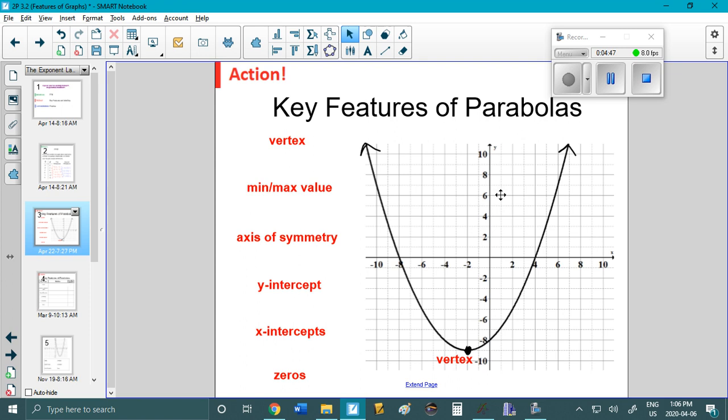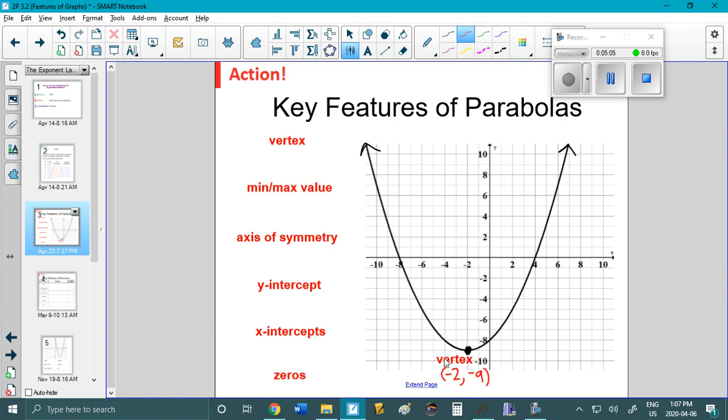Now the min-max value, so let's label the vertex first. So every point gets an x and a y. So the x value of the vertex, I go up to the x-axis, is negative 2. And the y value, I go over here, and it's -9.